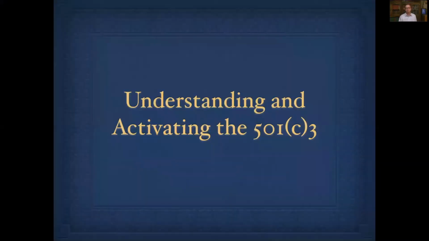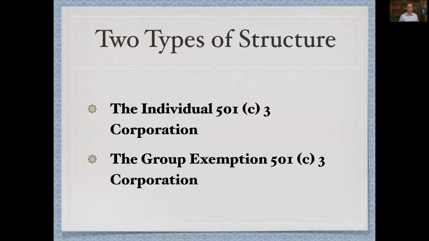So I want to jump, with the rest of the time that we have, into trying to define a little bit and get a better understanding of activating the 501c3. To begin with, I'll just point out that there are really two different structures and types. The first is the individual. Let's say you want to start a 501c3, whatever that may look like. You want to begin a nonprofit organization. You can go get a lawyer, do the applications, go through the entire process, pay the fees to the lawyer, pay the fees to the IRS, and have your own individual 501c3.